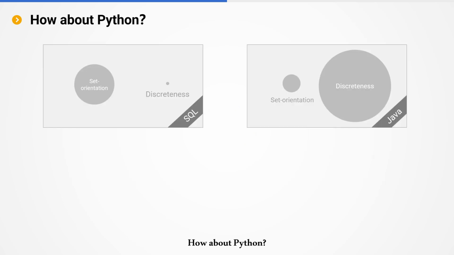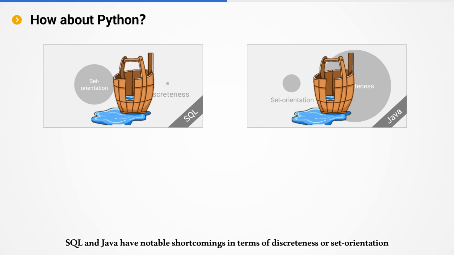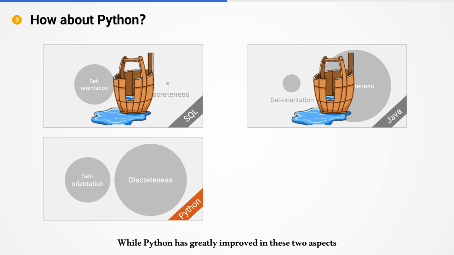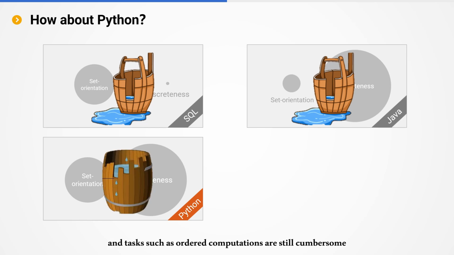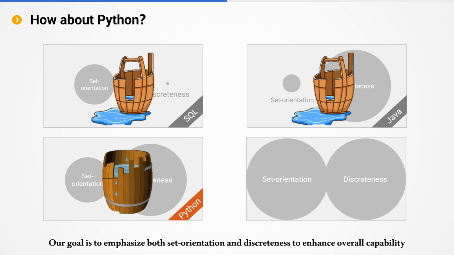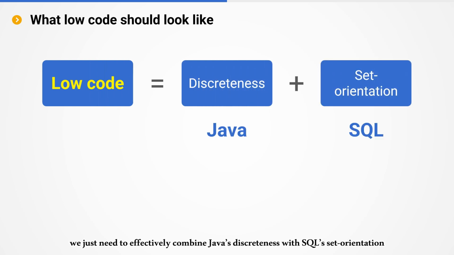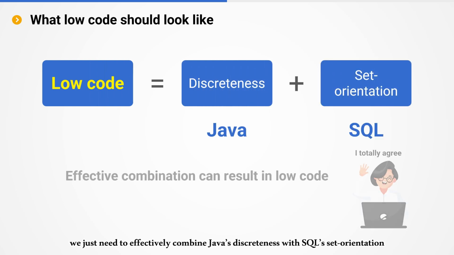How about Python? As we discussed earlier, SEQL and Java have notable shortcomings in terms of discreteness or set orientation, resulting in poor overall effectiveness. While Python has greatly improved in these two aspects, it's still not good enough, and tasks such as ordered computations are still cumbersome. Our goal is to emphasize both set orientation and discreteness to enhance overall capability. In fact, from the previous discussion, we can easily conclude that to achieve low-code solutions, we just need to effectively combine Java's discreteness with SEQL's set orientation.